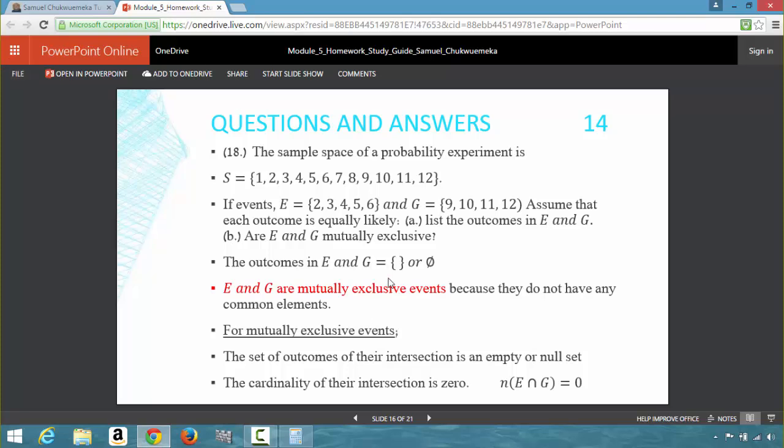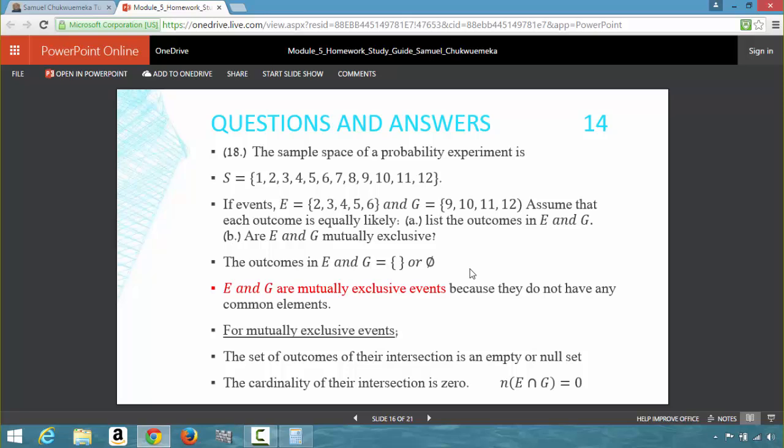In this case, they are disjoint. And they are also mutually exclusive because they don't have anything in common. But the main wording is that they are disjoint because they do not have any elements in common. Okay, but you can also say that they are mutually exclusive because they don't have anything in common, which means they cannot occur at the same time. Two events are mutually exclusive if they cannot occur at the same time. And if they cannot occur at the same time, that means they are disjoint.